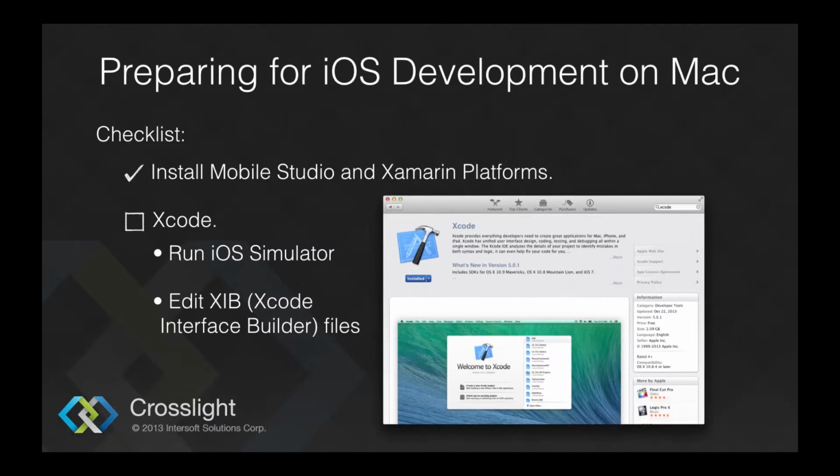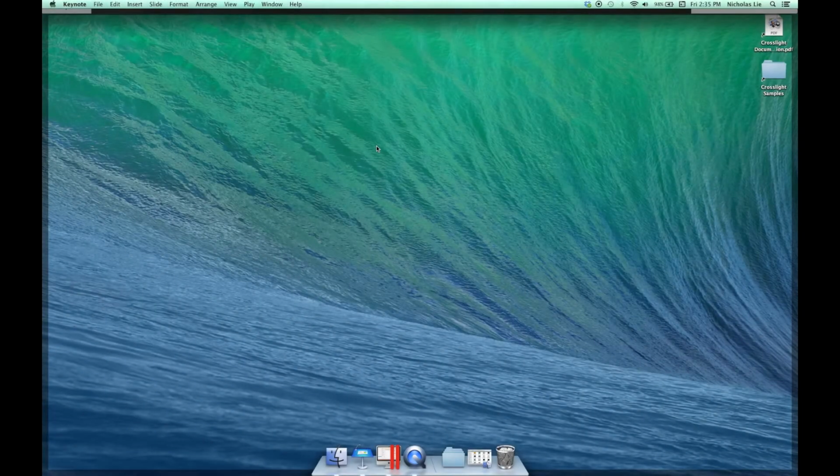edited using Xcode. Currently, Mobile Studio does not support creation of Crosslight projects on the Mac OS. It is encouraged that you run Parallels Desktop and install a copy of Windows 8 or above. This way, you can create Crosslight-enabled projects using Visual Studio and share the same solution as well as the project files directly to a shared folder in the Mac. You can find a separate video on how to install Mobile Studio on Windows in our channel.